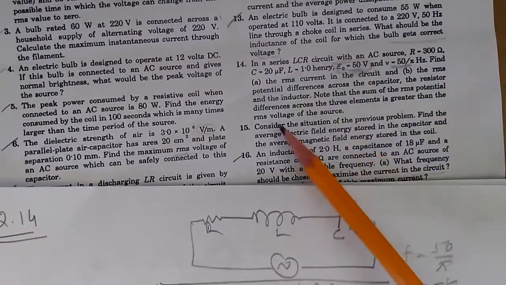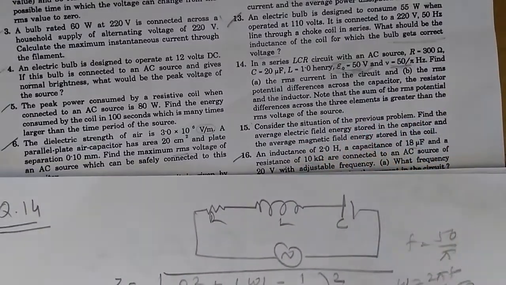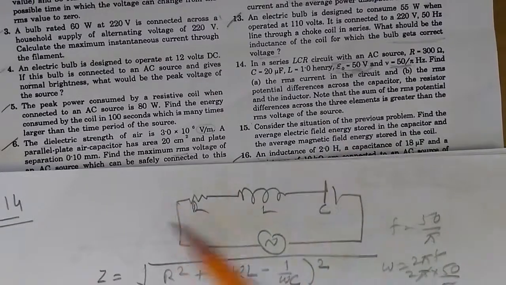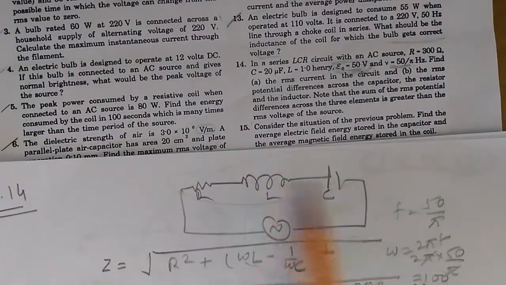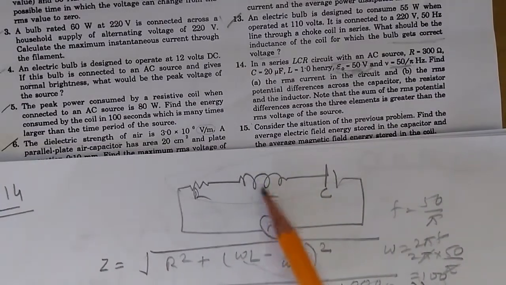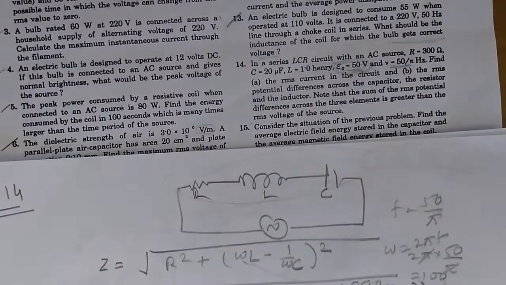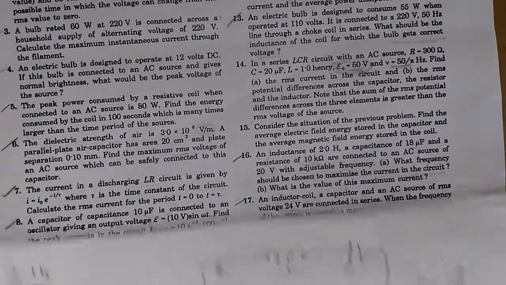Note that the sum of the RMS potential differences across the elements is greater than the RMS voltage of the source, because it's not just the algebraic sum of the RMS voltages. L and C work in tandem. Their individual instantaneous voltages are out of phase and combine with each other. And let's continue to solve problem number 15 here.